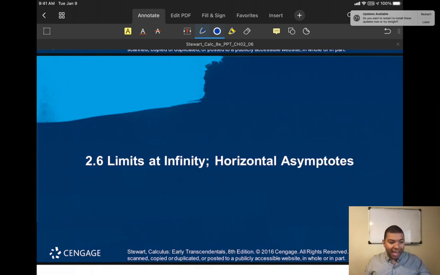When we say limits at infinity, we mean to say x is getting larger and larger, okay? Whereas when we say an infinite limit, we're saying that f of x is getting larger and larger. So it's two different things. Let's explore this a little bit deeper.